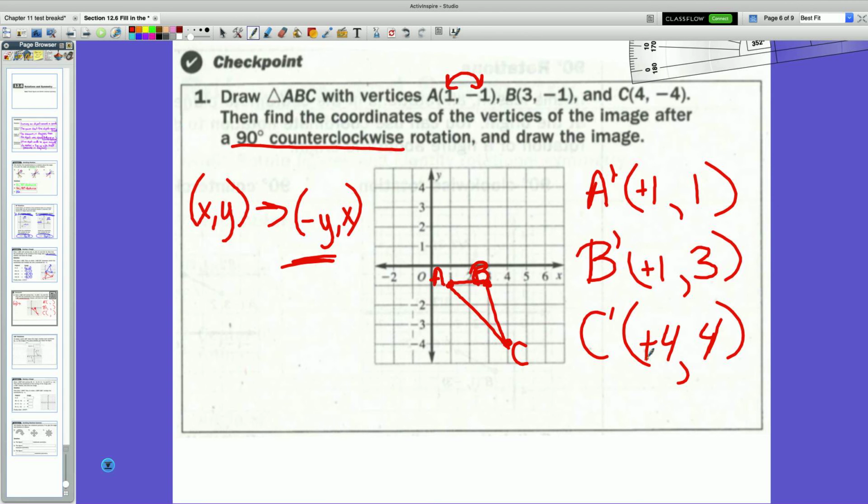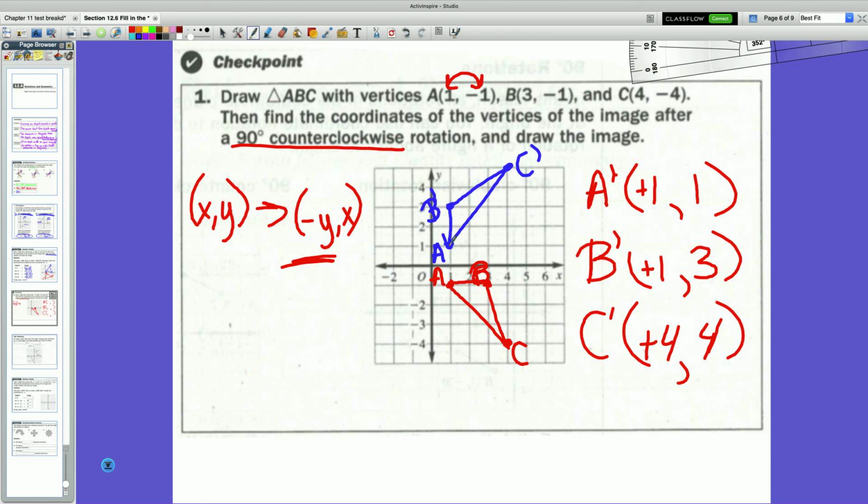So now graphing my primes, or my image, A prime would be at 1, 1. B prime is going to be at 1, 3. C prime is going to be at 4, 4. Okay? And again, your triangle should look the same. It's just been turned. And again, if you want to double check by tracing on scrap paper and spinning it around the origin, feel free.